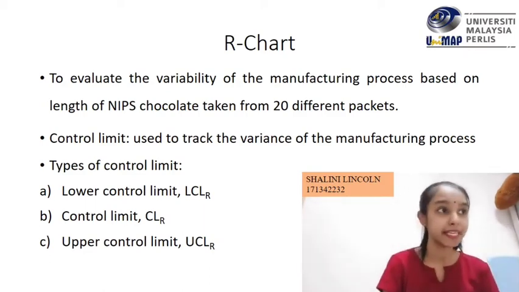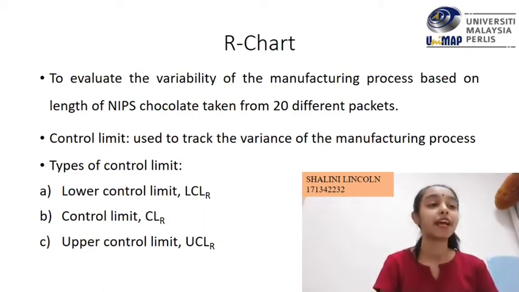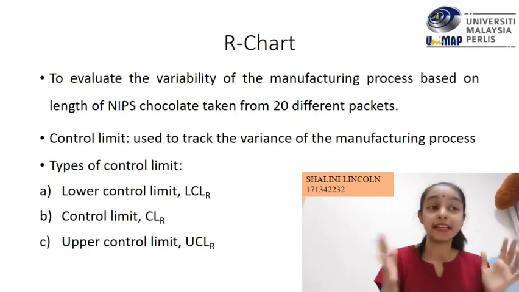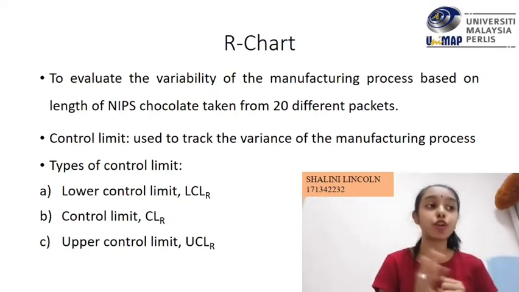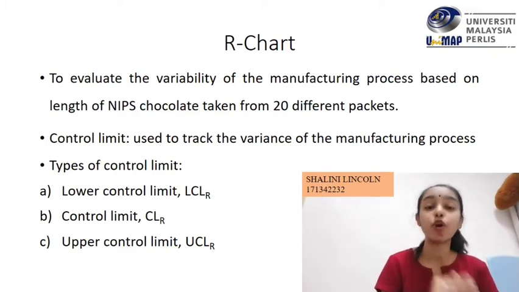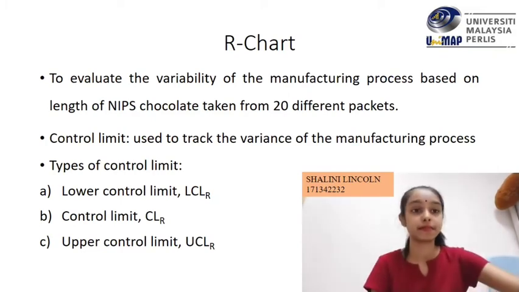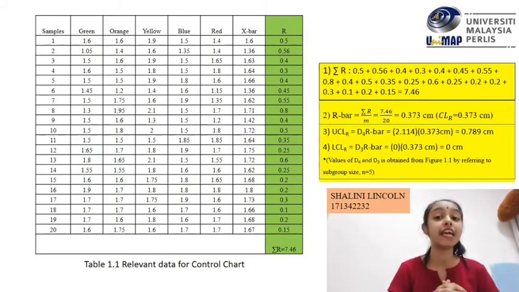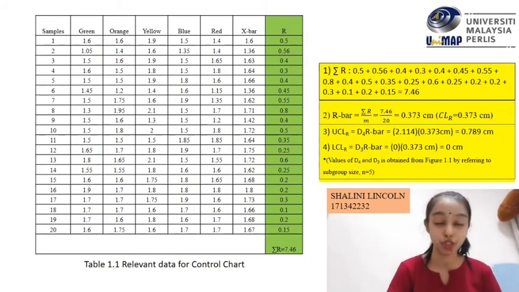The control limit is the natural process limit, while the lower control limit to the upper control limit form a range within which the NIPS chocolate meets the quality criteria, which is the length, expected value, or a normal deviation. In this analysis, the quality criteria that we are measuring is the length of NIPS chocolate.